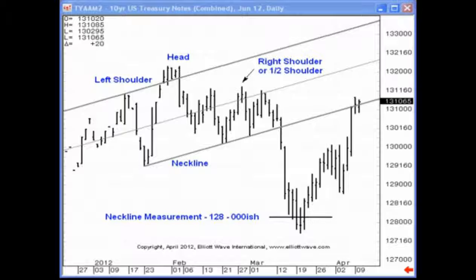And I really like the pattern, and one of the reasons why is because, number one, it's easily discernible on a price chart. And number two, it also gives me a high probability objective.